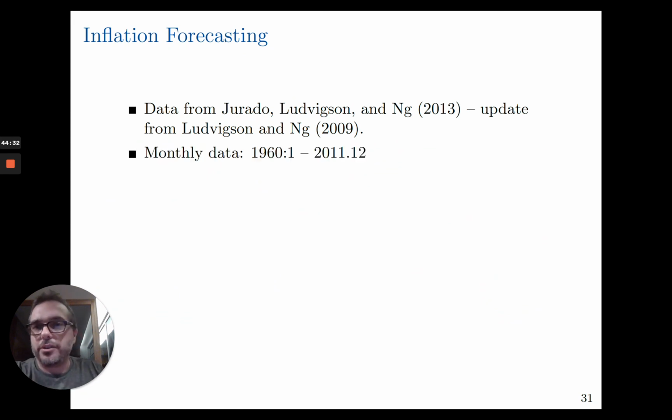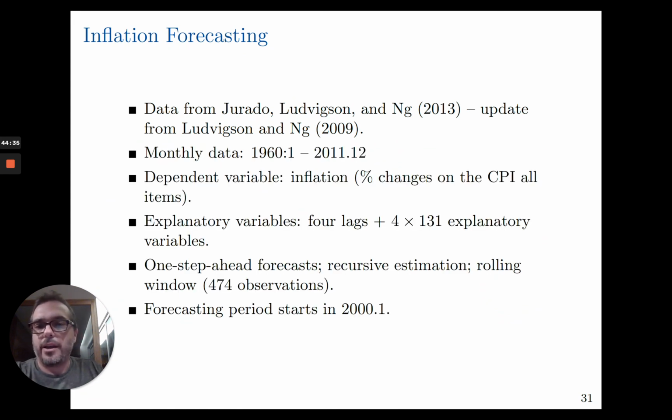So I also have an inflation forecasting exercise where we are forecasting monthly inflation from 1960 until 2011. Our dependent variable is the US CPI for all items, and we are considering 4 lags of inflation plus 4 lags of 130 explanatory variables. We are doing one-step-ahead forecasts starting in 2000, okay? And we are using a rolling window, keeping the number of observations fixed, the same approach you used in the assignment, right?